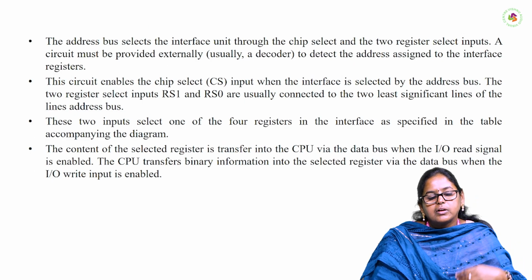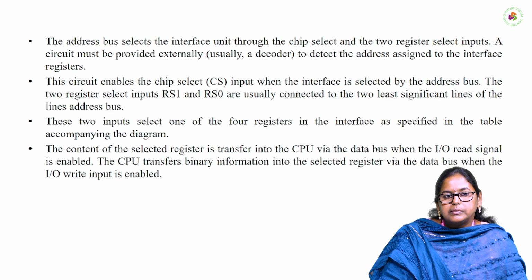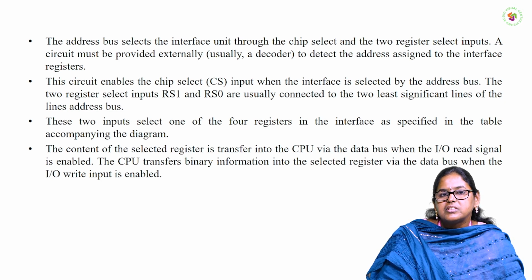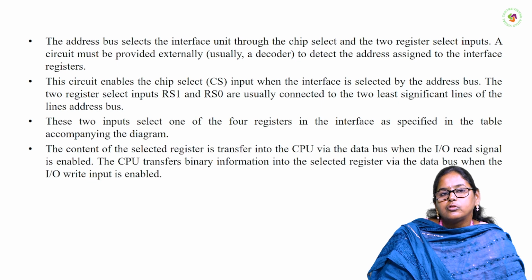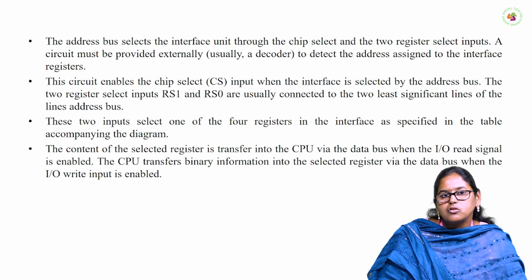And here you can see the explanation of the table which I have told. Whenever the chip select value is equal to 0, the entire circuit will be in the high impedance state, and whenever the chip select value is equal to 1, depending upon different combinations of RS1 and RS0 values, that respective register will be selected for transmitting the information there.